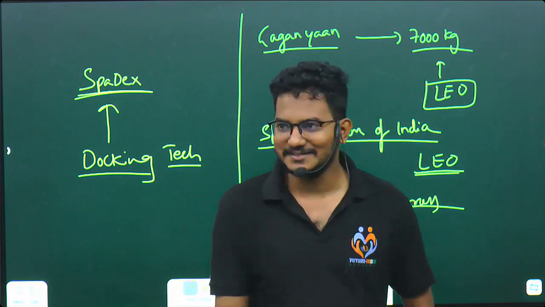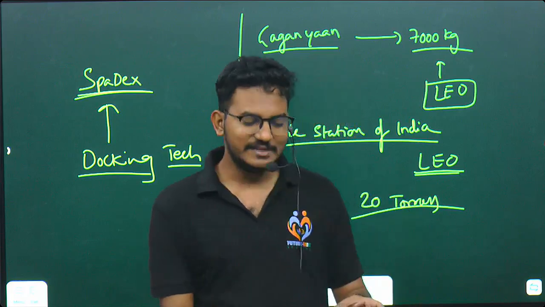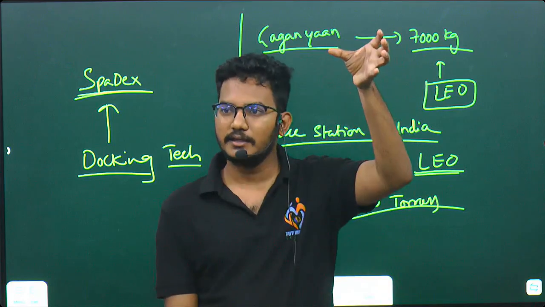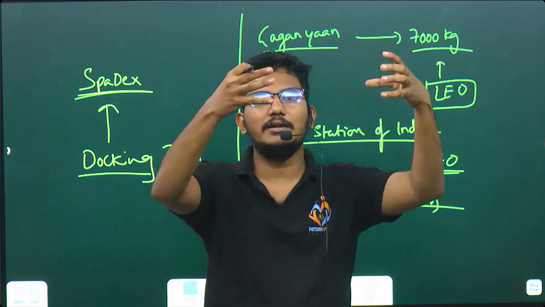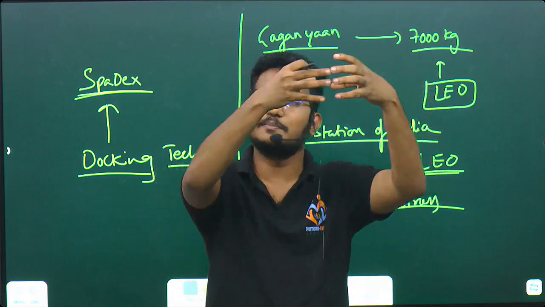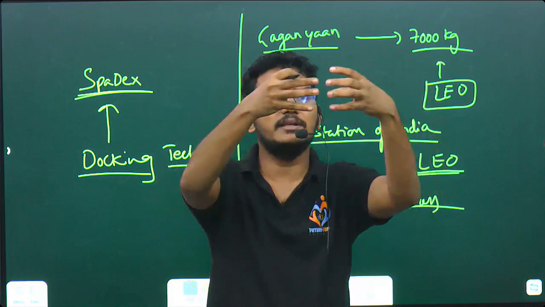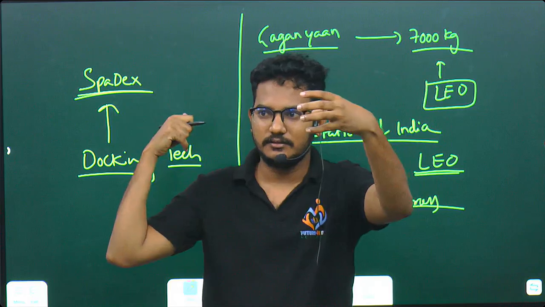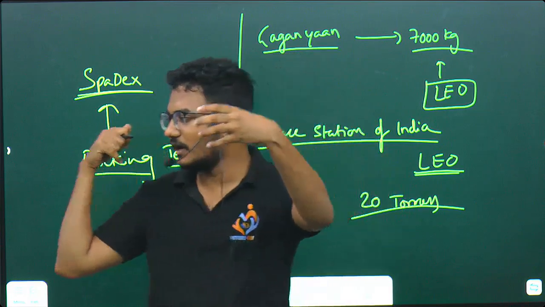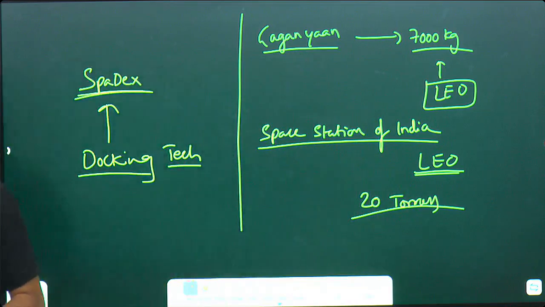Okay, so 2 tons. Now what we'll be doing is, first we'll send a room, and then we'll send one more room. Now we'll try to combine and attach both the rooms in space, and this attachment in space is called docking technology. Recently we have sent a thing into space and tried docking technology, and so far we have succeeded.